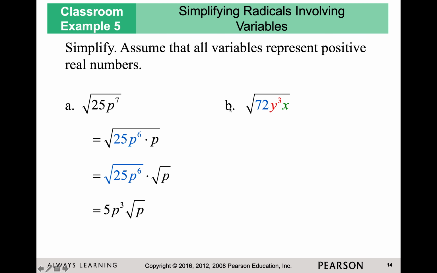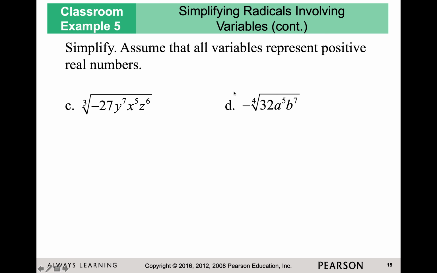Same thing in part B. Square root of 72, y cubed. I'm going to break y cubed up into y squared times y. So I get 6 squared, which is 36. So this is 36 times 2. I break the y squared. 2 divided by 2 is 1. And I can't take this y or this x any further because they don't divide evenly. 1 divided by 2 is not an even whole number.